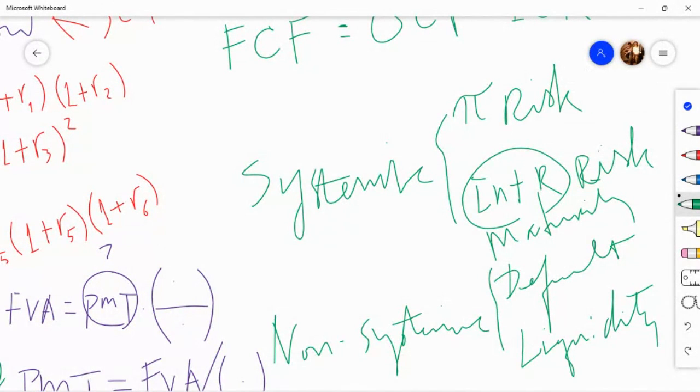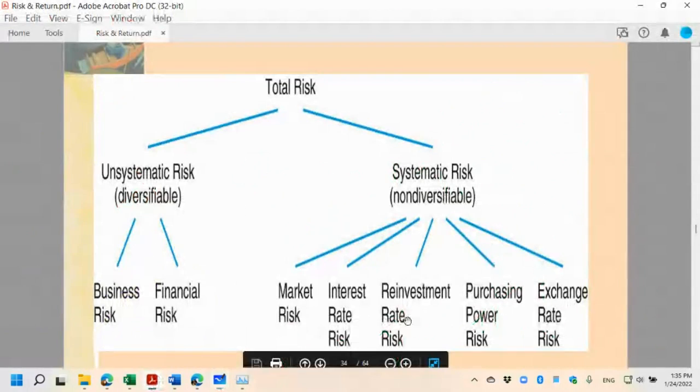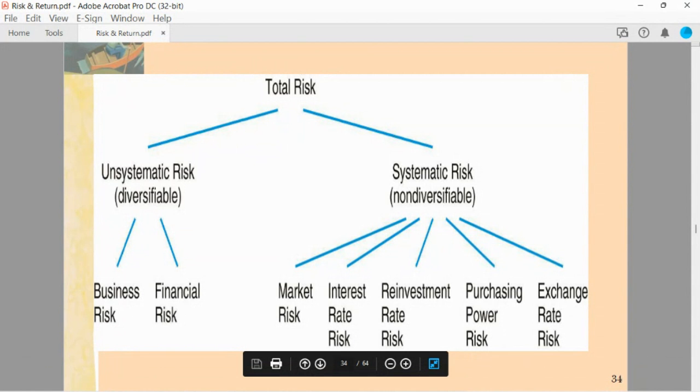But in case of stock, there's also, let's take a look at the systemic risk. First of all, purchasing power risk. Isn't that inflation? That's the same thing. Purchasing power risk is inflation risk, because with inflation, purchasing power goes down. Money loses purchasing power.